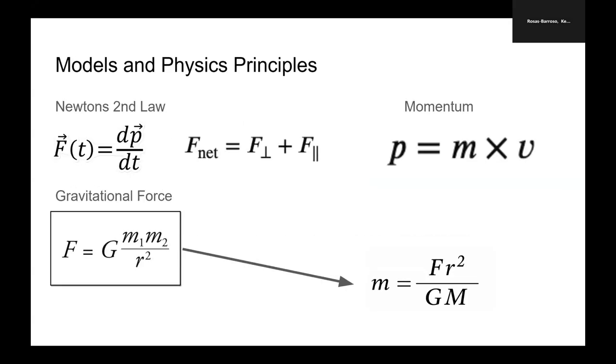Three main physics principles were used. Newton's second law, which relates forces to the rate of change of momentum. Momentum is defined as mass times velocity. The gravitational force equation describes how two masses attract each other. And combining these equations, we can solve for the unknown mass of the black hole, which is given here on the right-hand side.